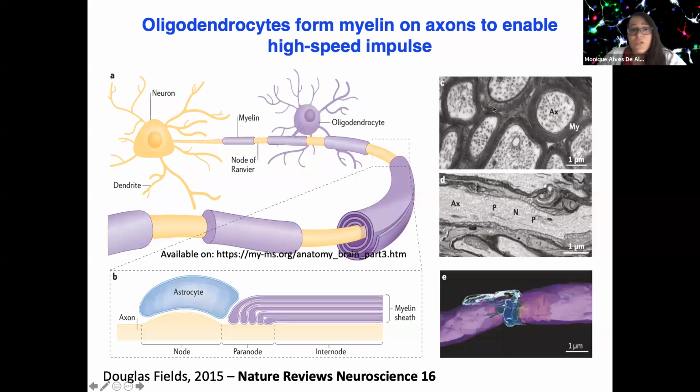And here is just to show a transmission electron micrograph of a mouse optic nerve, showing the multiple layers of compact myelin surrounding the axons, which is this structure inside that has lots of neurofilaments and microtubules in it. And nodes of Ranvier are non-myelinated areas along the axons.